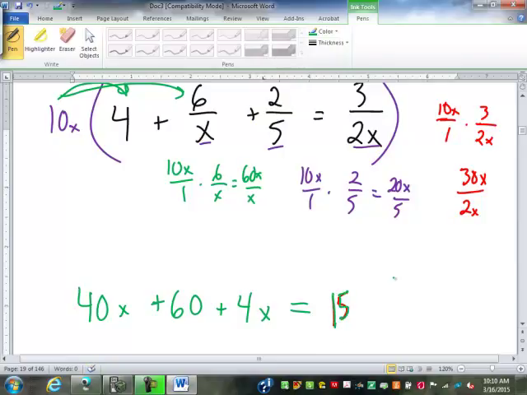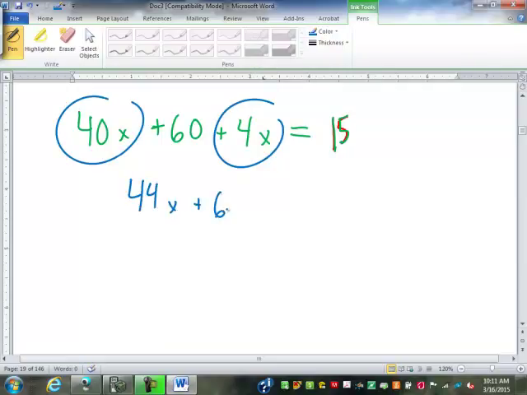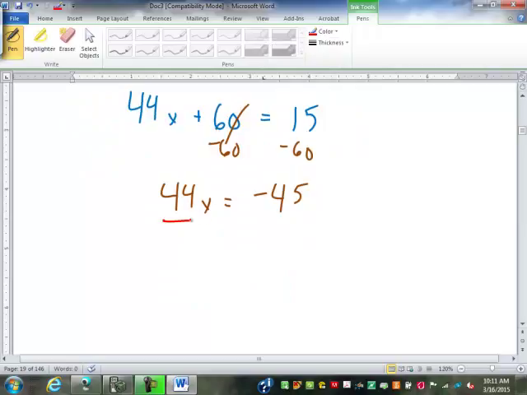So now we solve this equation. 40 and 4 make 44x. So now we're going to subtract 60. So 44x equals negative 45. And then we divide by 44. So negative 45 divided by 44 is negative 1 and 1/44.